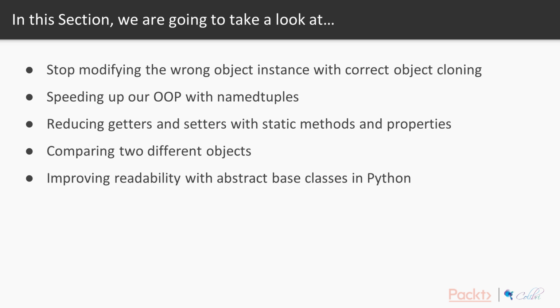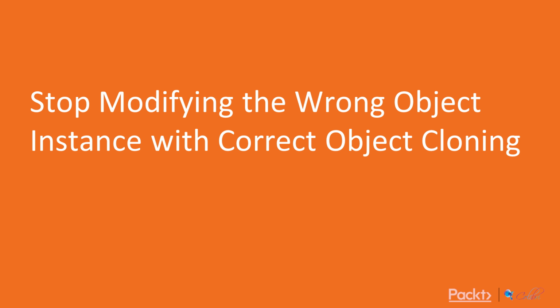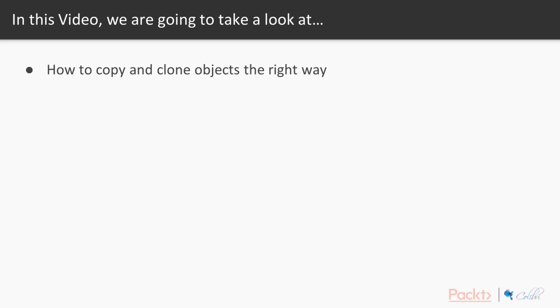We're going to first talk about how we can stop modifying the wrong object instance with correct object cloning. We then talk about speeding up our OOP with named tuples, reducing getters and setters with static methods and properties, comparing 2 different objects, and then lastly, improving readability with abstract base classes in Python. In our first video, we're going to talk about stopping modifying the wrong object instance with correct object cloning. In this video, we're going to take a look at how we can copy and clone objects in the right way. Let's dive right in.